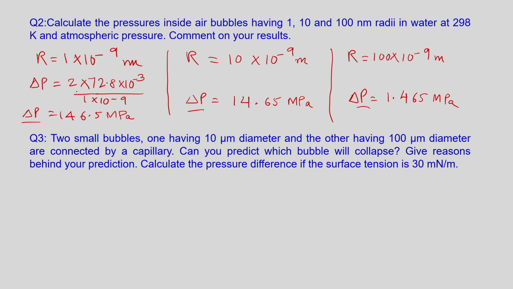So, it means as you go to a lower and lower diameter, you get higher and higher pressure. So, these are very, very unstable as compared to the others.